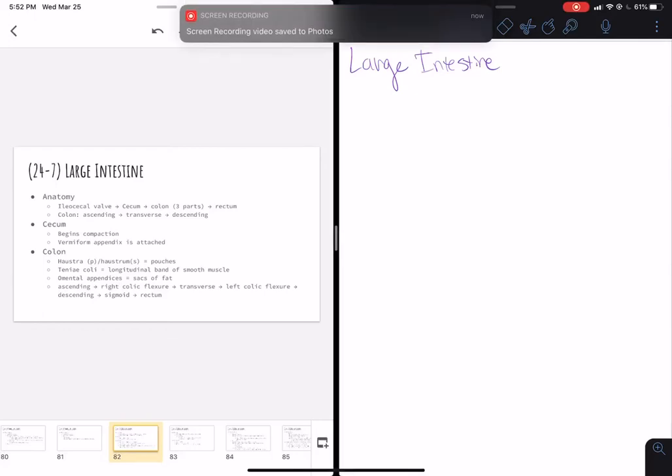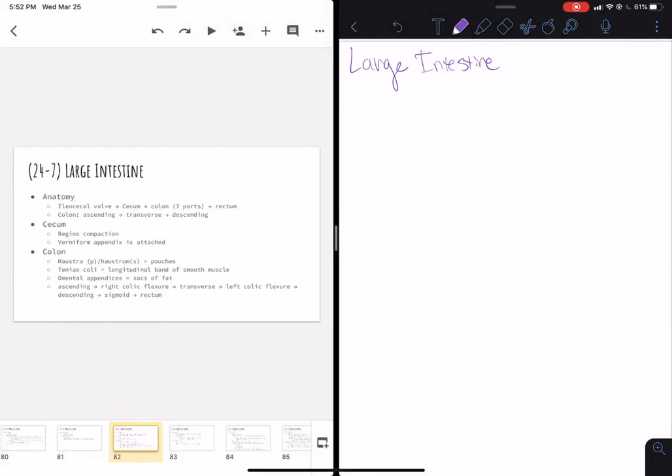All right. Welcome to the large intestine. The large intestine begins at the ileocecal valve, which introduces us into the cecum, and then we begin the colon, which consists of three parts, and then we finally end in the rectum. So let's go ahead and draw this out.